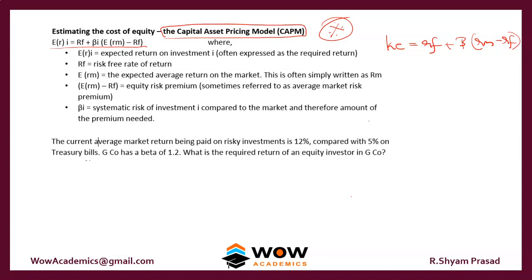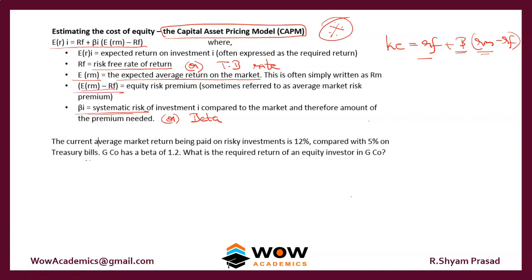Here RF refers to the risk-free rate of return, or what they call the treasury bill rate. So that is the risk-free rate of return. B refers to beta. They will tell you beta is systematic risk. Either the word beta or systematic risk will be given. RM refers to expected market return, the expected average market return. That is ERM.